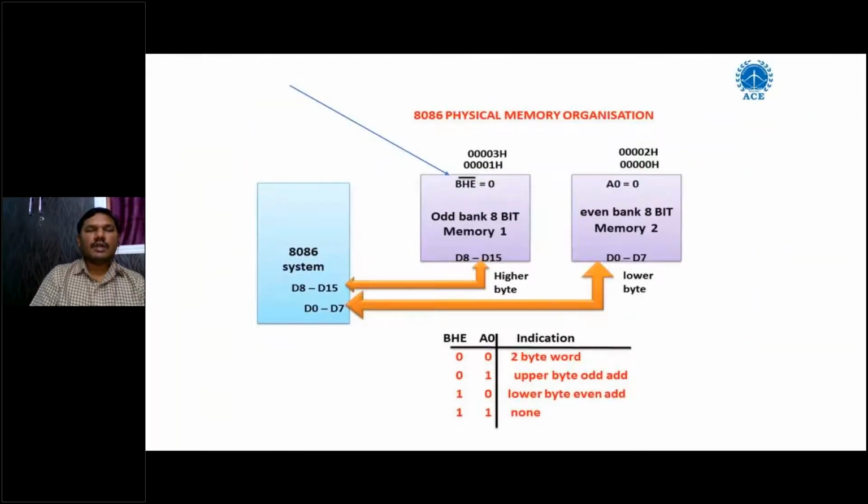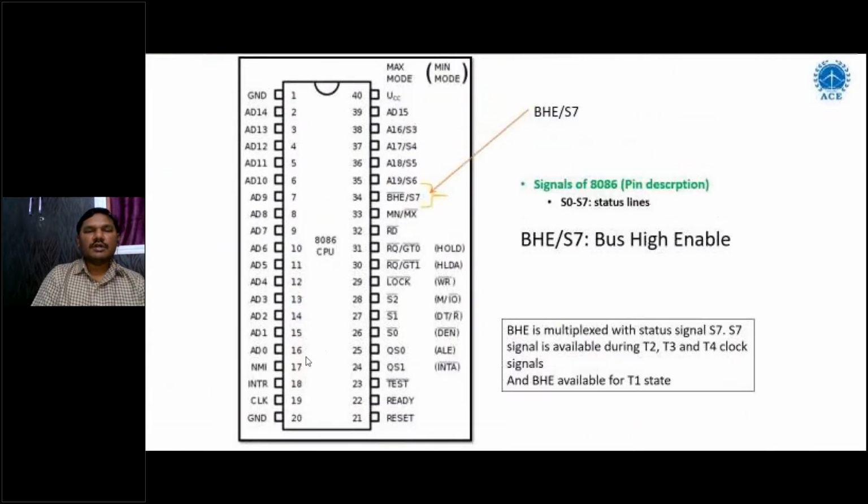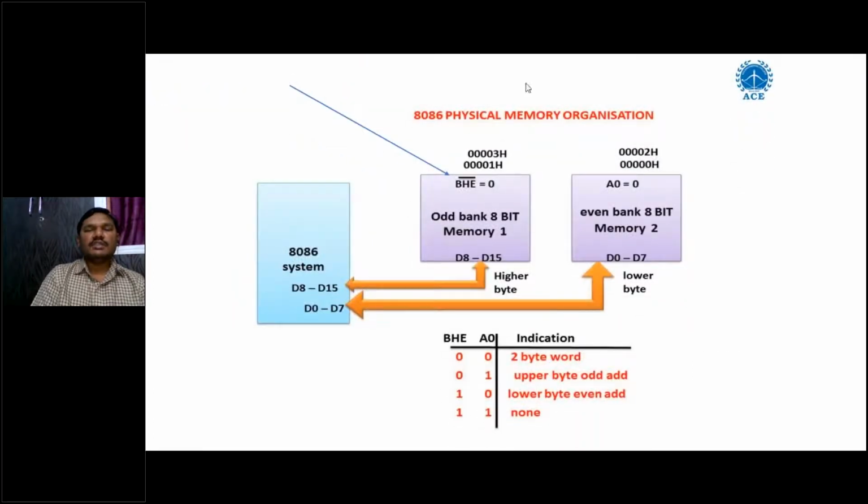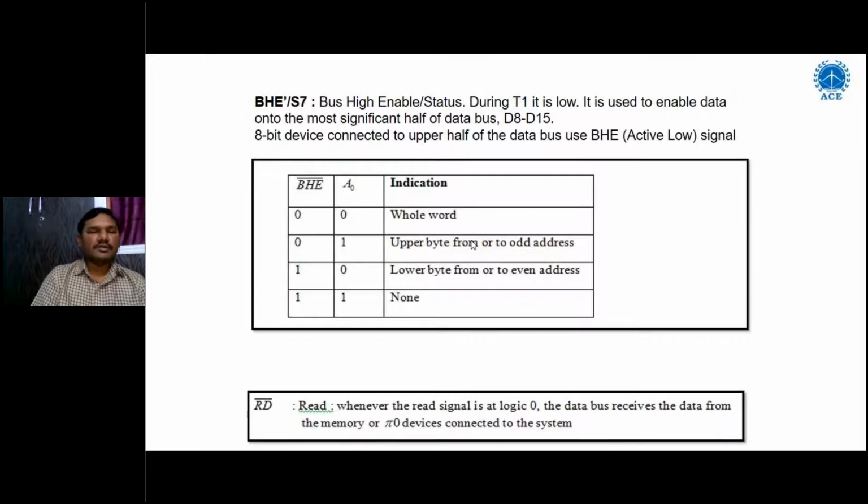Here we have pin number 34, which is BHE by S7. BHE stands for bus high enable, that we have seen already. This BHE by S7 pin gives only the higher byte. Sometimes this higher byte is moved and copied into the higher byte of the AX register, AH. How can you call that higher byte of data? By using this BHE signal, you can call only the higher byte of data. So this is the table which we have seen.